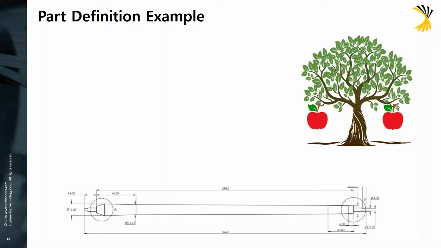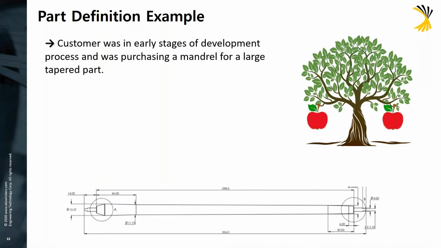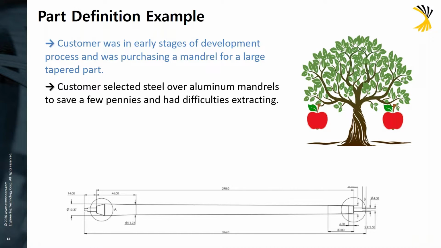I just want to tell a quick story, and you can see our fruit tree of efficiency over here. It's got some low-hanging fruit. As you're getting into your parts, we're going to have to buy tooling, and we're going to have to look at how the part is actually going to be made. We had a customer in the early stages of their developmental process, and they were purchasing a mandrel for a large tapered part. The aluminum mandrel cost about $5,000 more than the same steel mandrel for their part, and they looked to save a few pennies and bought the steel mandrel, and ended up having some difficulties extracting.